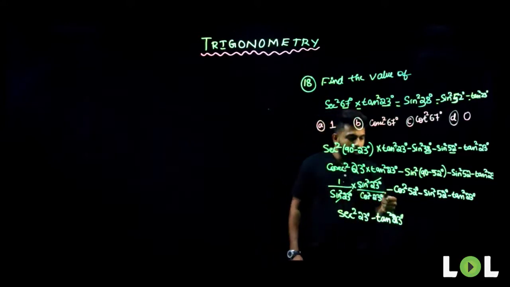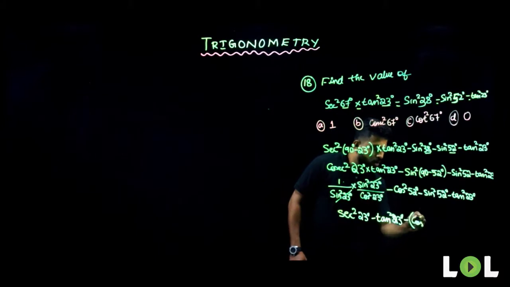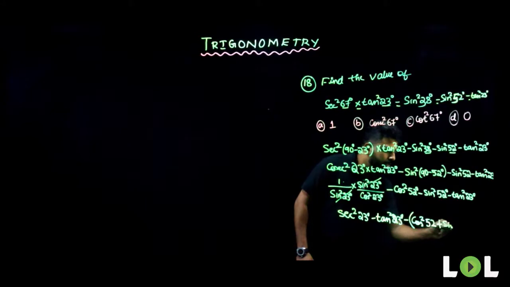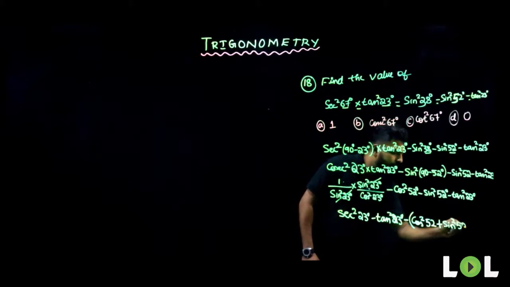I'll take minus common from these two. What will I be left with? Minus of cos square 52 plus sin square 52 degrees.